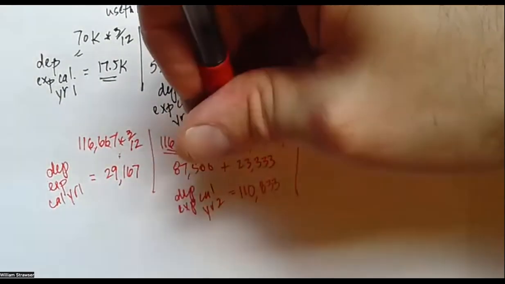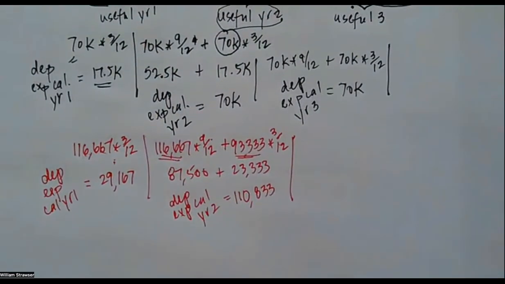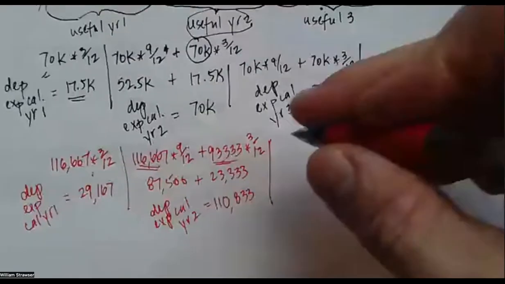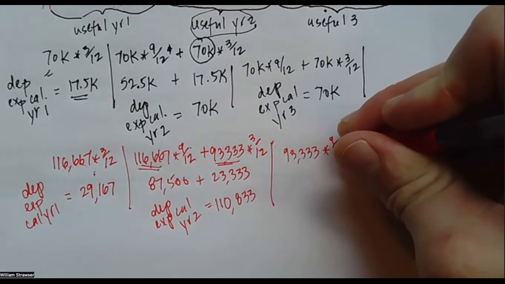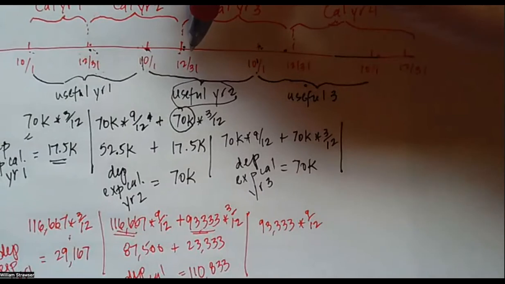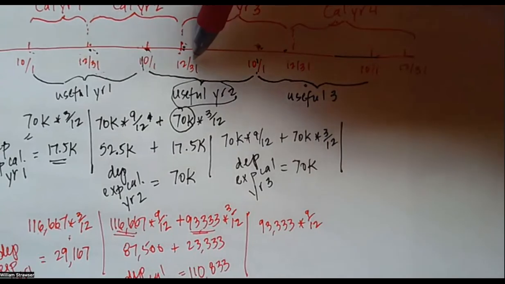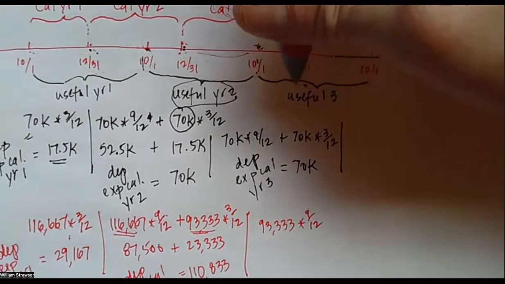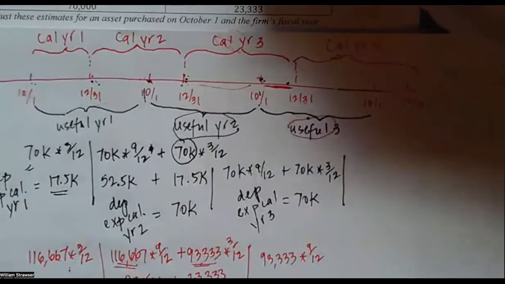I'll take it one more year. So now we've used up 3 months of that second useful year estimate. There's still 9 months of it remaining to exhaust that. So we're going to take 93,333, multiply it by 9/12. That gives me the months December 31st to October 1st during the second useful year and third calendar year. And then I switch over to the third useful year estimate in these last 3 months, 70,000.